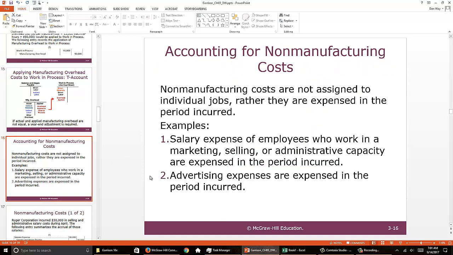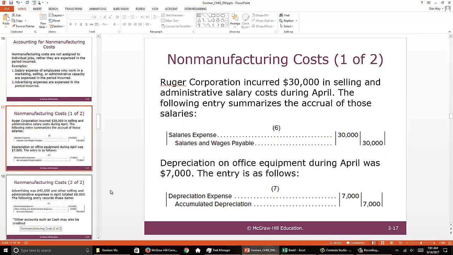So accounting for non-manufacturing costs, or our period costs, we do in very much the same way we would have in Accounting 120. So we're just expensing those in the period they're incurred. Some of the examples we've seen in Chapter 3 of those types of costs are things like salaries for folks who are not involved in production, so marketing, selling, admin, anyone in the corporate office, anything like that. And then also things like advertising expenses. So, a quick example of some of those.